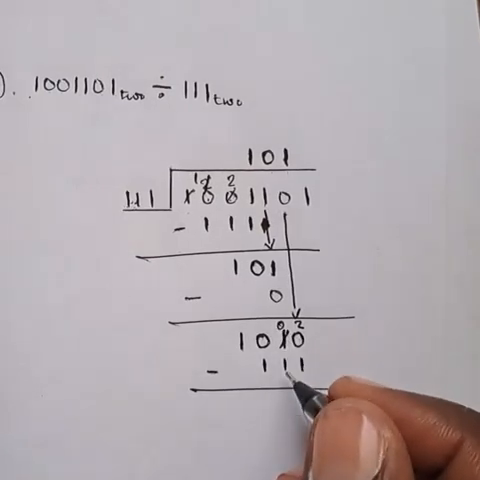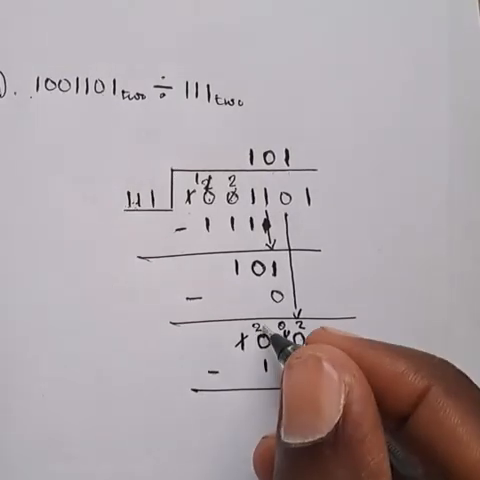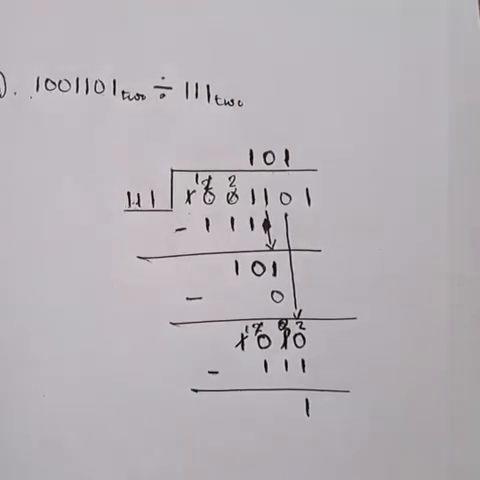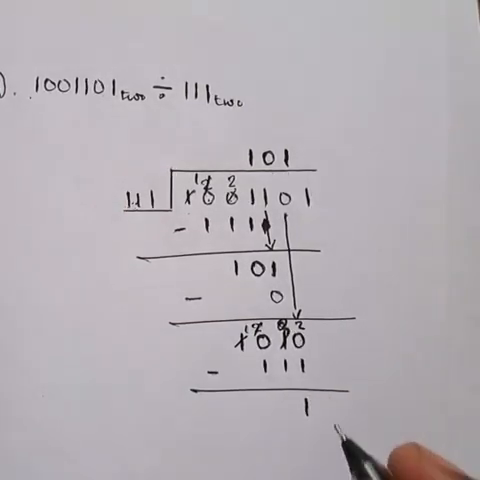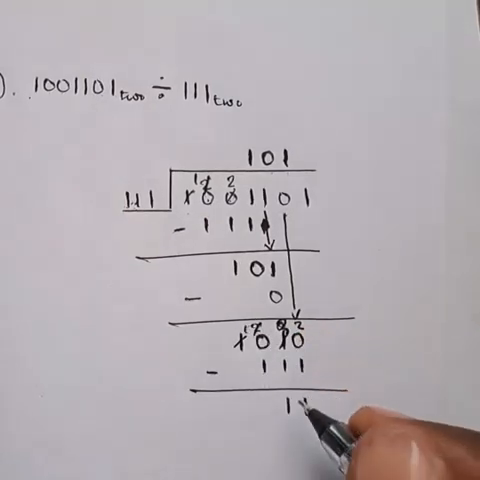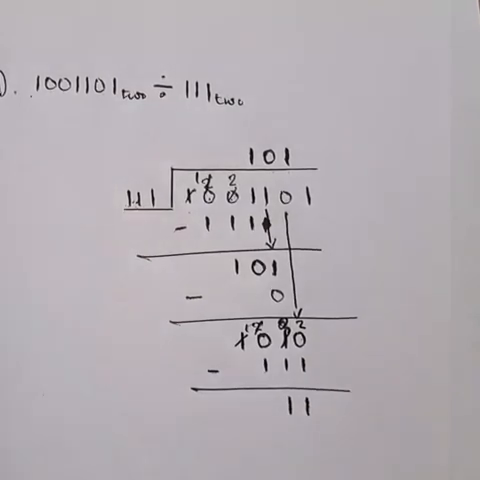0 minus 1, it can't. So we're going to borrow from here now. So we'll put 2 there. Again we borrow, we remain with 1, we put it here, isn't it? So that 2 minus 1, it gives us also 1. Here we remain with 1. 1 minus 1, it's just a 0. So we cannot start with zeros. So we'll end it like that.